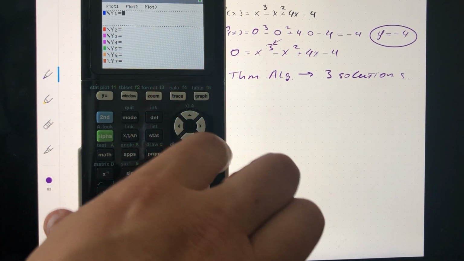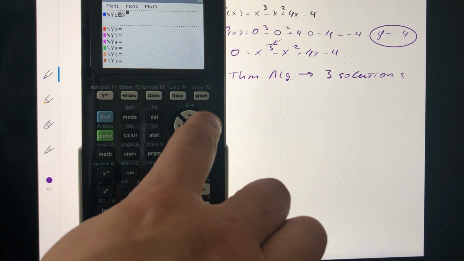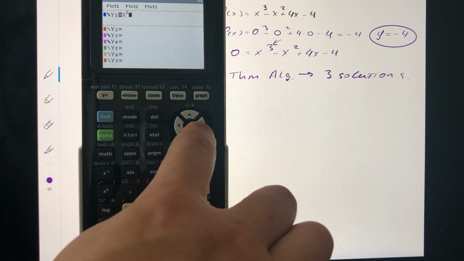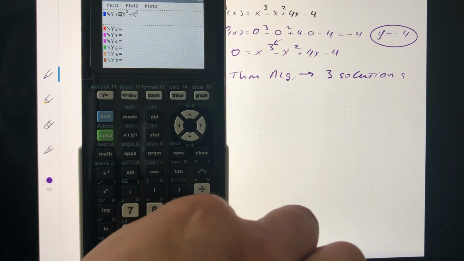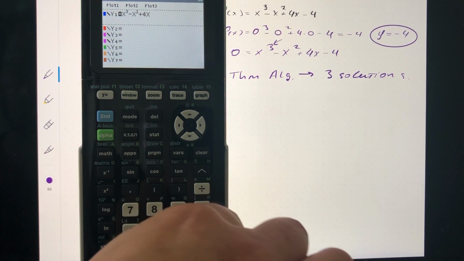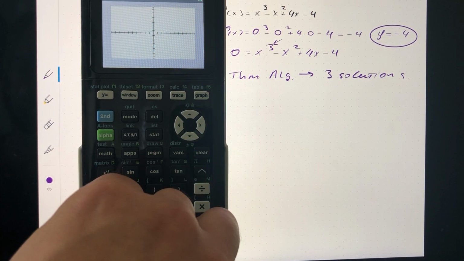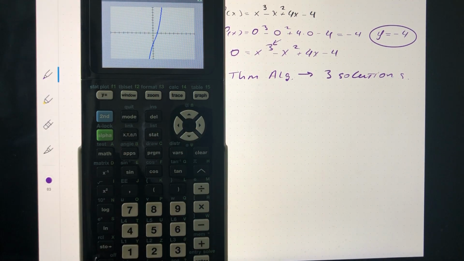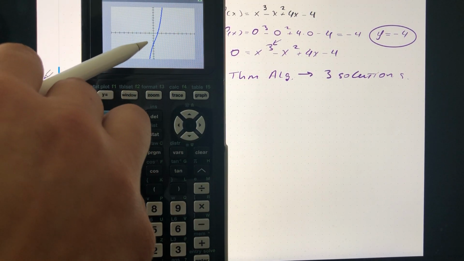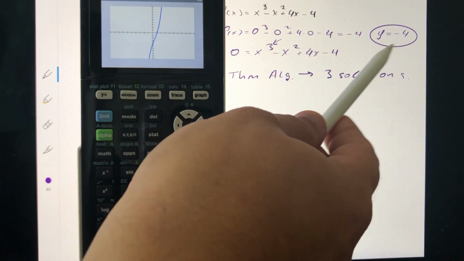So we type in the equation just as it appears: x to the third minus x to the 2 plus 4x minus 4. And then here's the picture. We can see that the picture crosses the y at negative 4. That confirms our answer by hand.